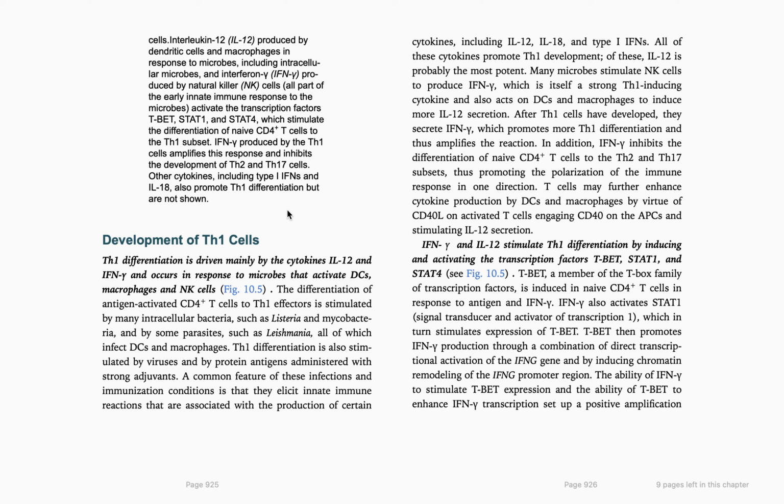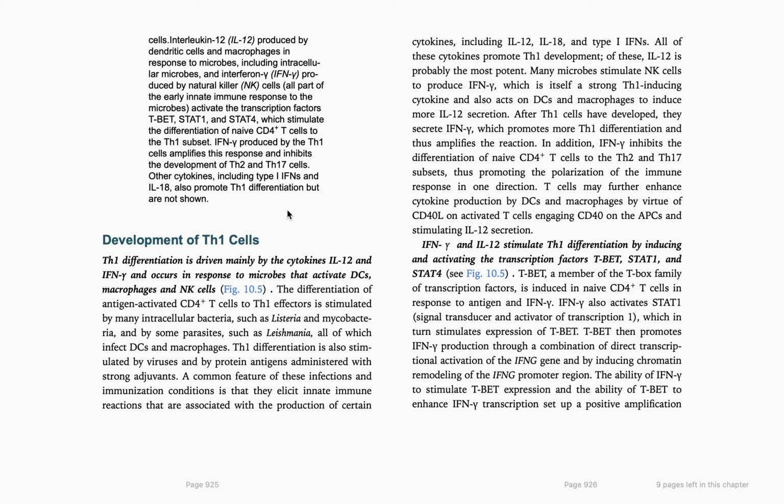A common feature of these infection and immunization conditions is that they elicit the innate immune reactions that are associated with the production of certain cytokines, including interleukin 12, interleukin 18, and type 1 interferons. All of these cytokines promote T helper 1 development. Interleukin 12 is probably the most important. Many microbes stimulate natural killer cells to produce interferon gamma, which is itself a strong Th1-inducing cytokine, and also acts on dendritic cells and macrophages to induce more interleukin 12 secretion.